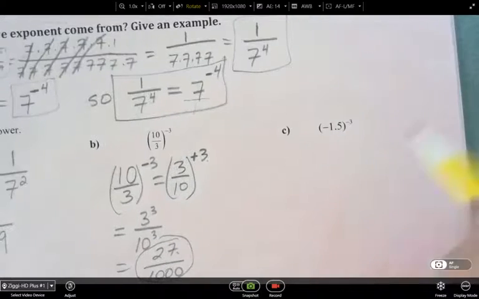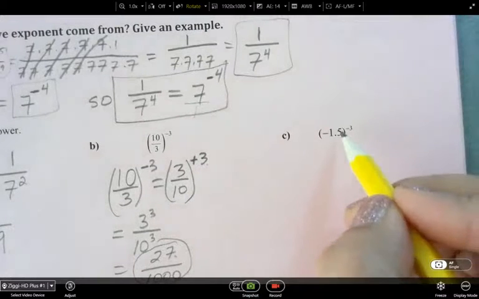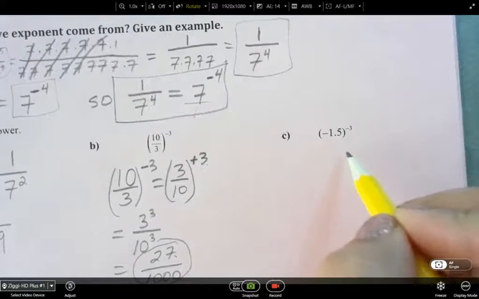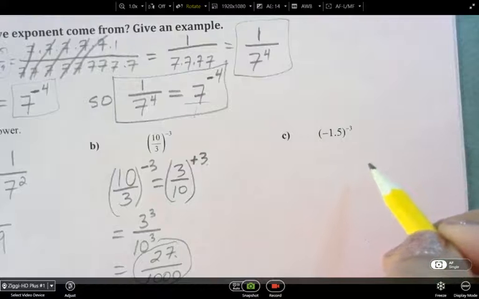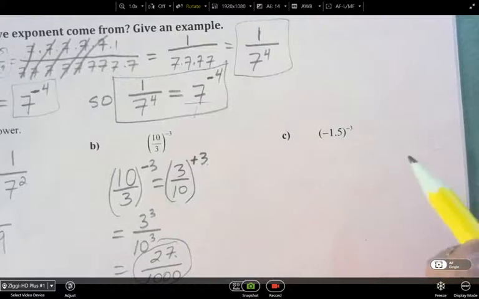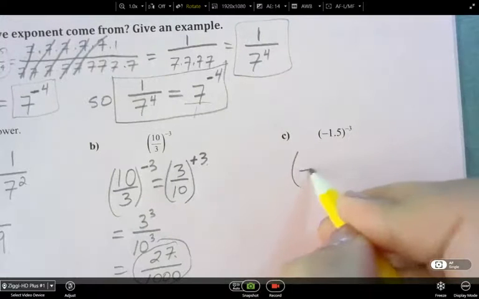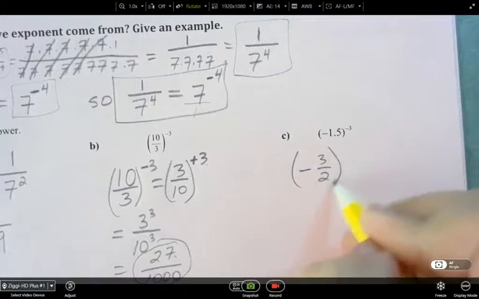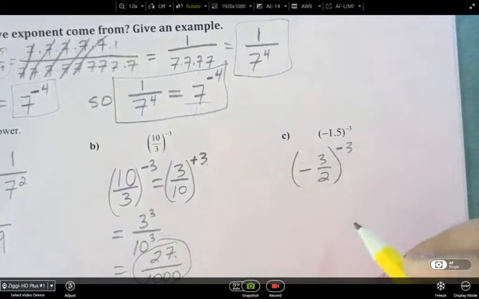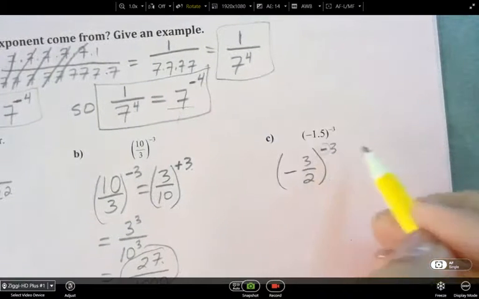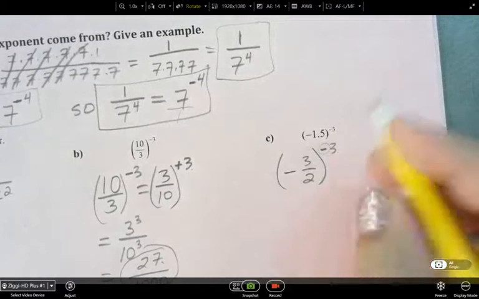Okay, and now part C. The best way to do this question is to convert it to a fraction first. So what is negative a half as a fraction? Negative 3 over 2 to the power of negative 3. Now, what effect does this negative exponent have on the base?